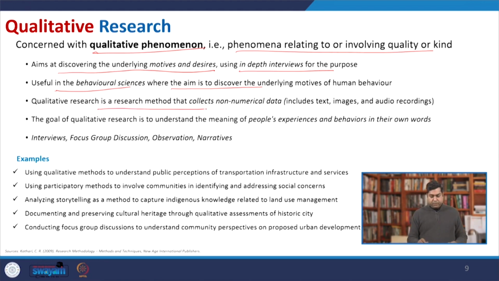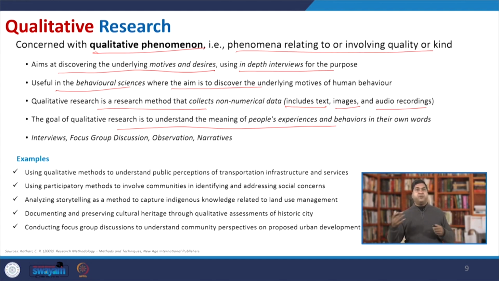Qualitative research is a method that collects non-numerical data. Mostly in this case we include text, images, and audio recordings. So we go for an interview, then we apply certain text mining, or we try to find out what the narrative of that is. The goal of qualitative research is to understand the meaning of people's experience and behavior in their own words, rather than just quantifying them. Because when we try to quantify, it will come under the quantitative research category.